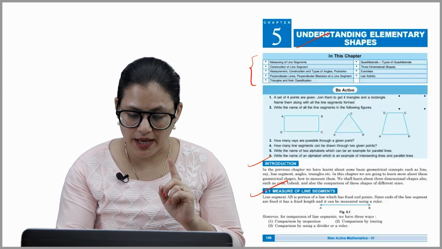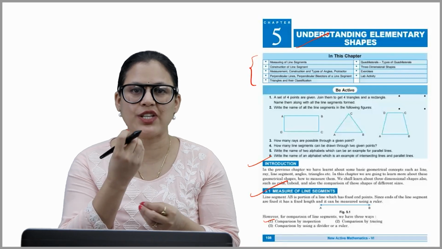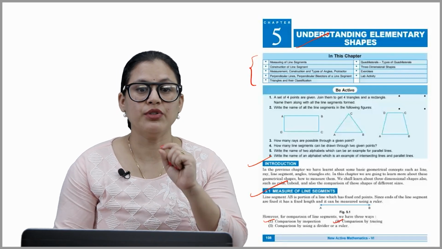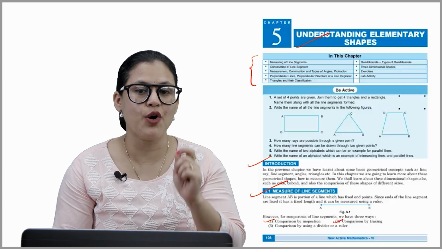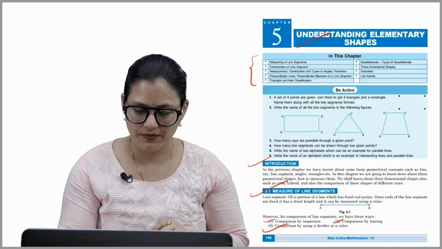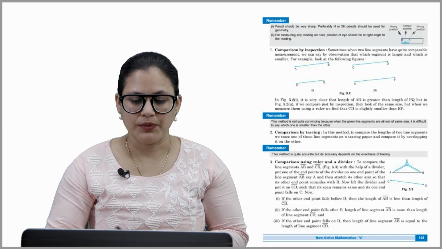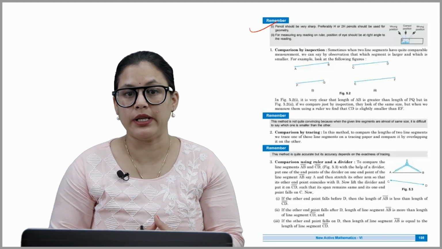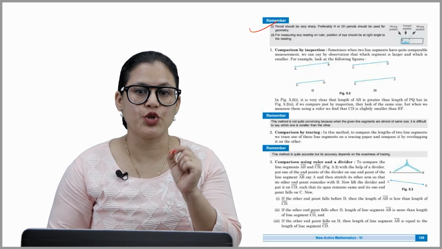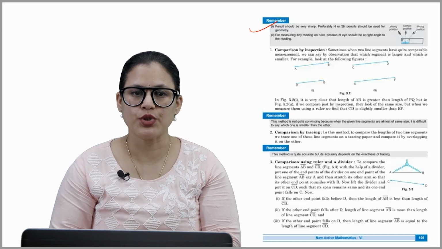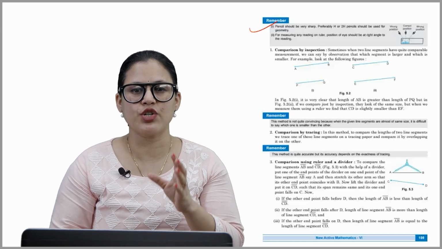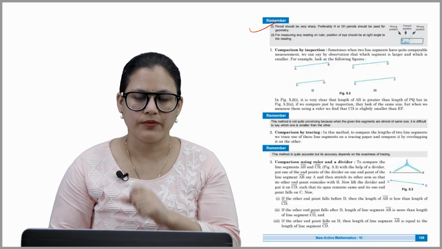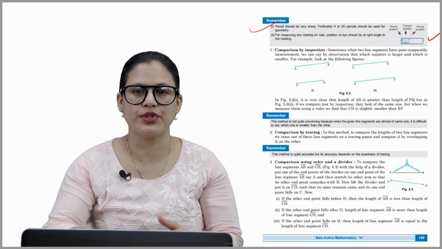Number one, comparison by inspection, means by just observing, by just looking. Number two, comparison by tracing, and number three, comparison by using a divider or a ruler. Remember, pencil should be very sharp, preferably H or 2H pencils should be used for geometry. Number two, for measuring any reading on ruler, position of eye should be at right angle to the reading. See, your correct position is given.